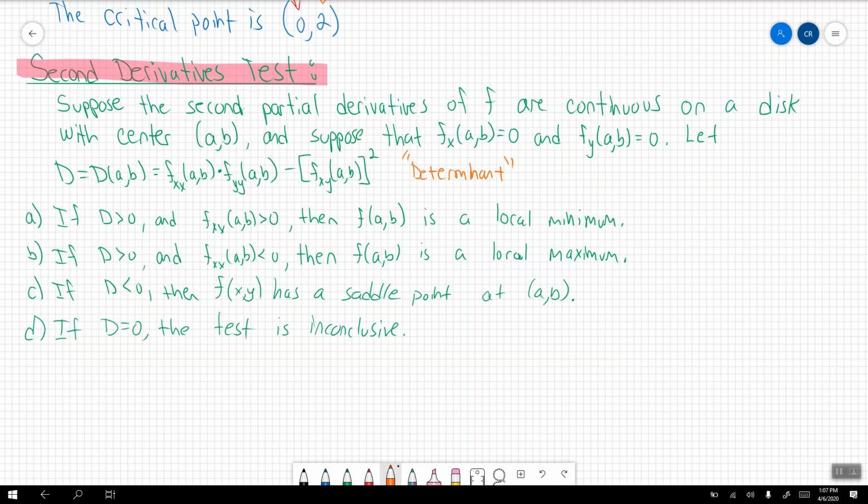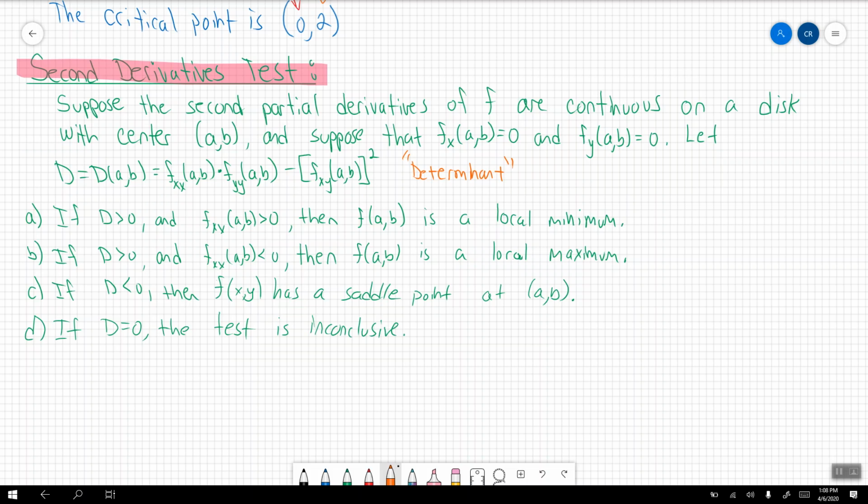Now, part A. Part A is going to tell us if that determinant is greater than 0 and if the second order partial derivative with respect to x is greater than 0, then the function is going to have a local minimum.